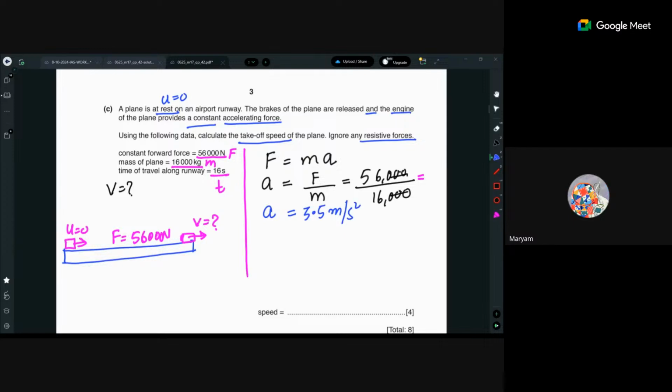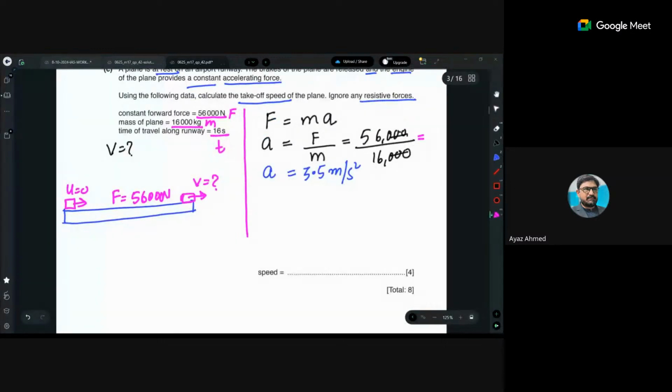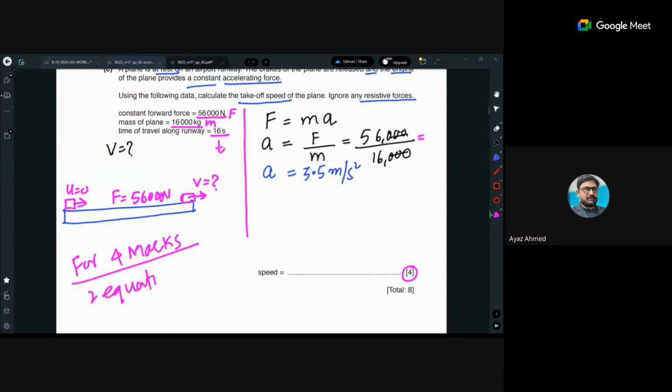Yes, sir. Okay. Now, I frequently told you that if a question is of 4 marks, there would be two formulas used. I discussed this with you right at the start: for a 4 marks question, there are two formulas or two equations. That is called transit calculation. You use one formula and you get some answer. Now you will use this for further calculations. That is a equals v minus u divided by t.